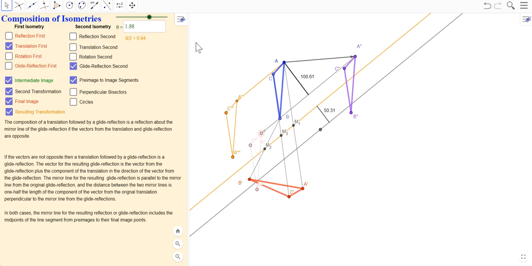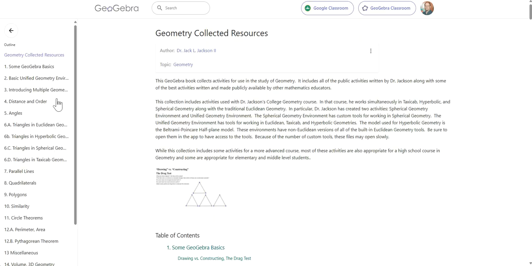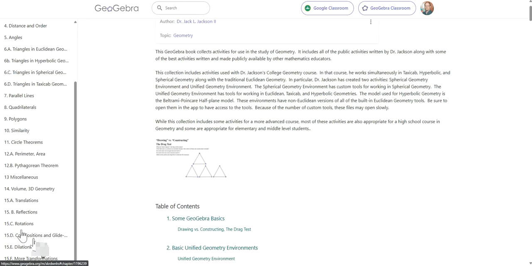I encourage you guys to open up this GeoGebra sketch. As with all my GeoGebra things, they're out in the public. You can get them directly from the GeoGebra site by searching, but you can also open up my geometry workbook, which you can see here, Geometry Collected Resources. I've got all kinds of things that I've made and some other people have made. The transformation stuff is down here in chapter 15.